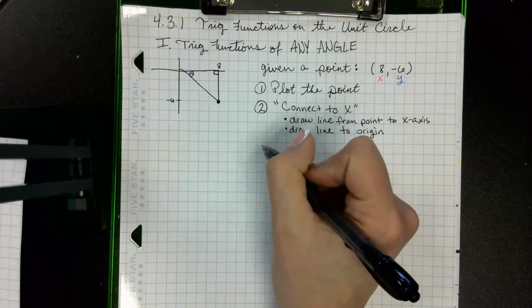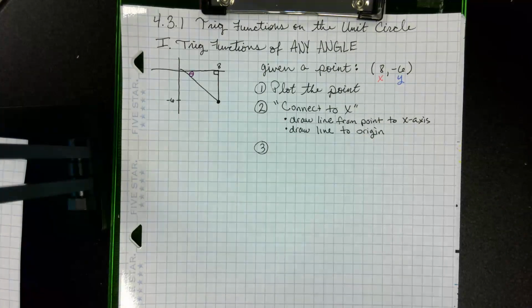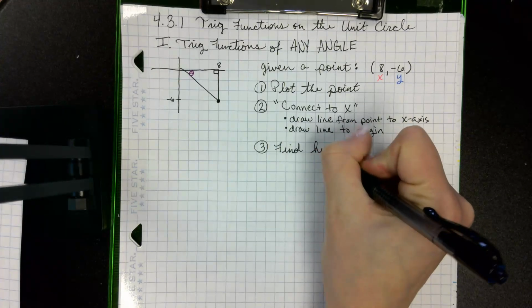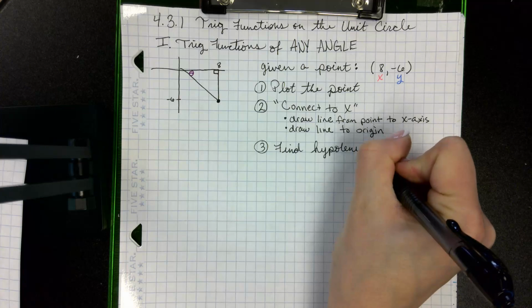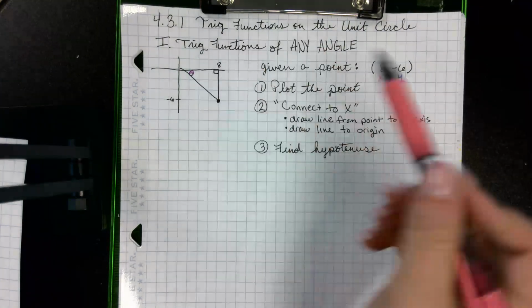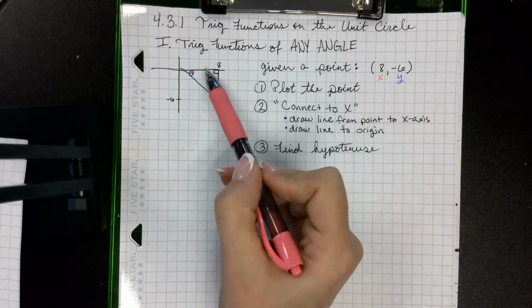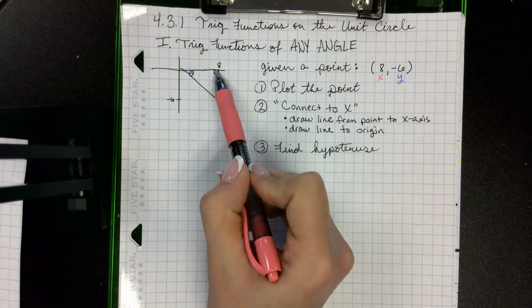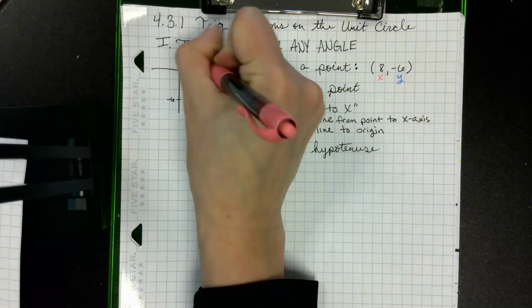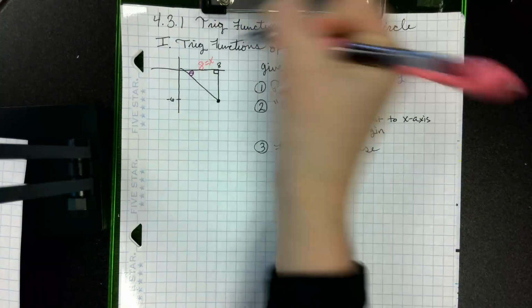All right, step 3. Now we have a triangle. Let's find the hypotenuse. We already have 2 sides of the triangle. We know the lengths of them because of our given point. It tells us that the x-axis side of the triangle is 8 units from the origin. So the length over here is 8. That's the x. X equals 8.